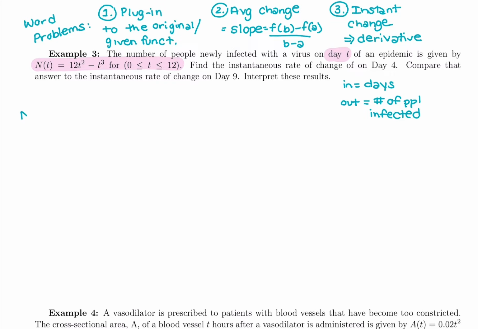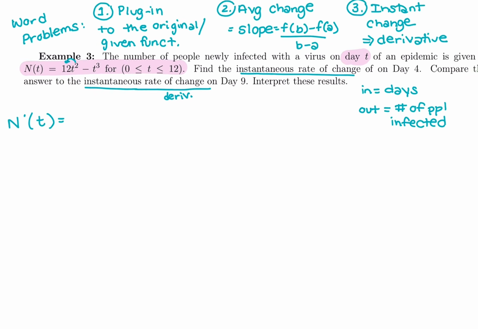So we're going to take the derivative because I see the word instant. Instantaneous rate of change means derivative. That's how I'm making this decision here. So the derivative of n is going to be labeled n prime. We're going to bring down the power. 12 times 2 is going to give us 24.